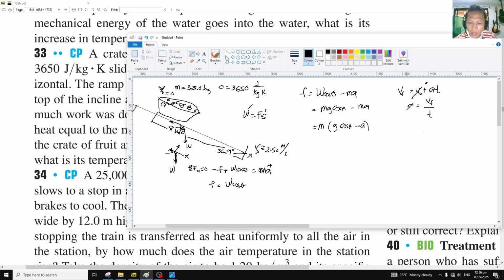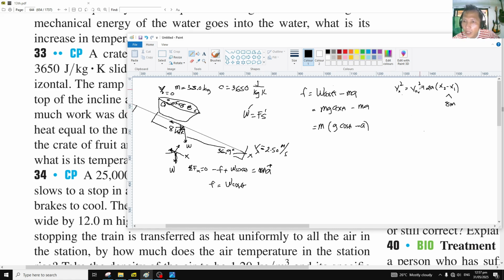So we can use our kinematics equation that has distance and acceleration. Equation number 3: V final, or Vx squared, is equal to V0x squared plus 2a times the displacement, x2 minus x1, which is the 8 meters.